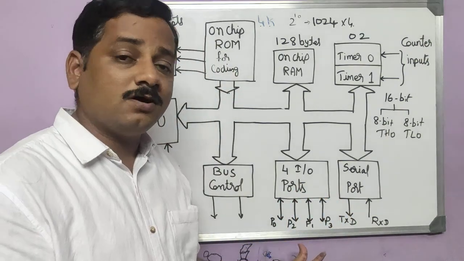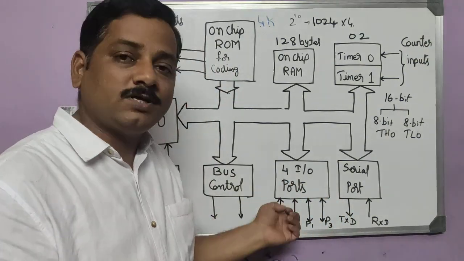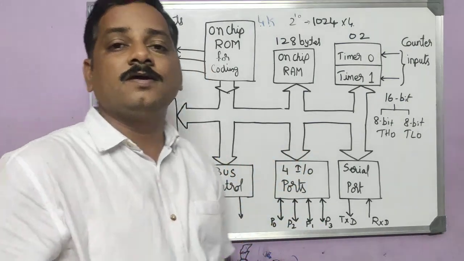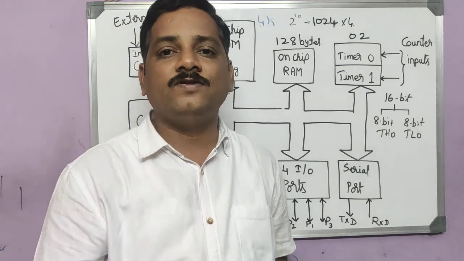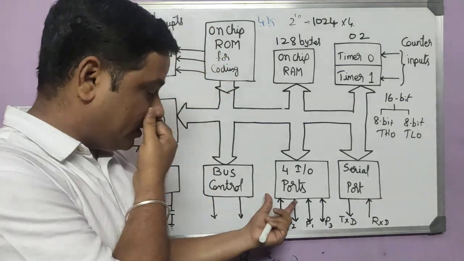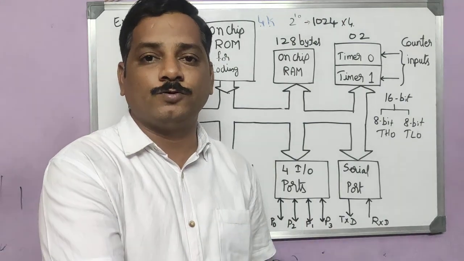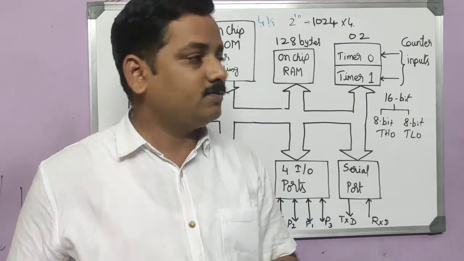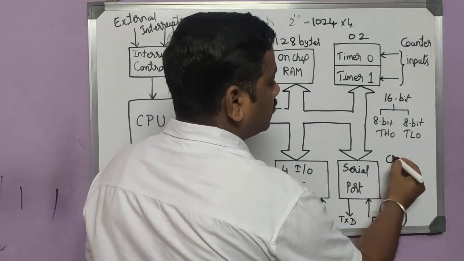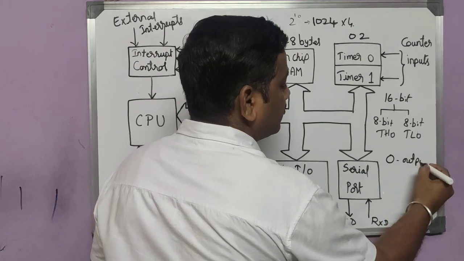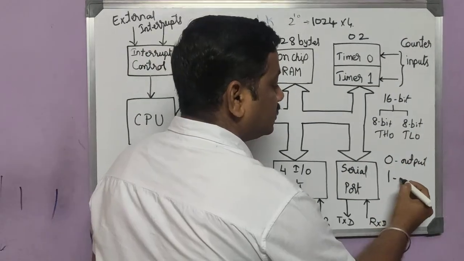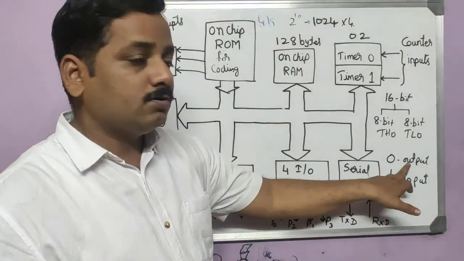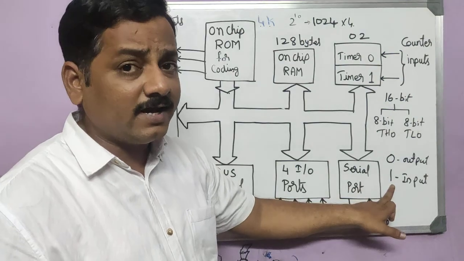These four ports are input-output ports. They can be used as an input as well as an output. By default, when you switch on the supply to the microcontroller, all the ports behave like an output port. Means if I give 0, it will behave like an output port. If I give 1, it will work as an input port. So don't get confused: 0 means output, and 1 means input. This is how you can remember it: O, 0, O for output; 1 looks like I, that is input.